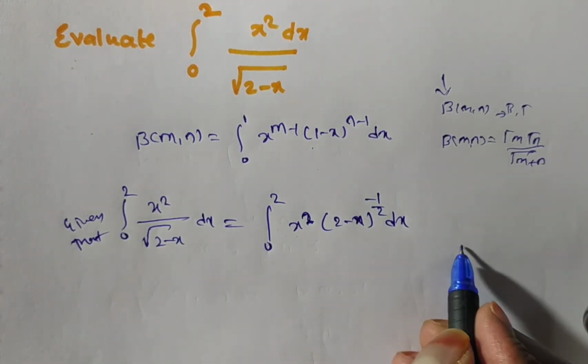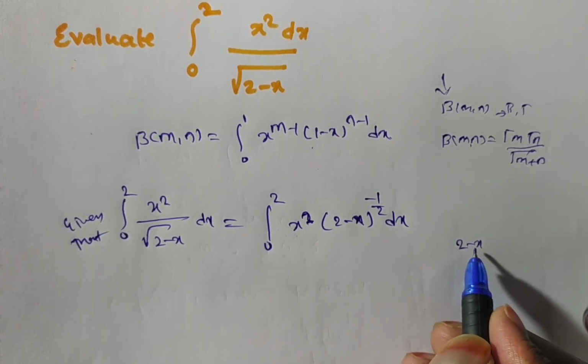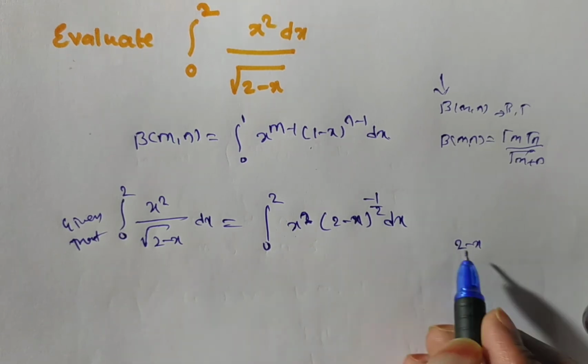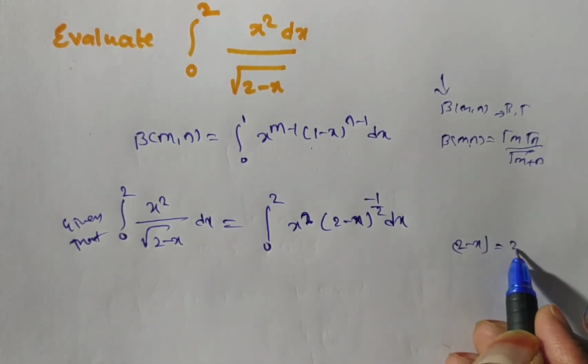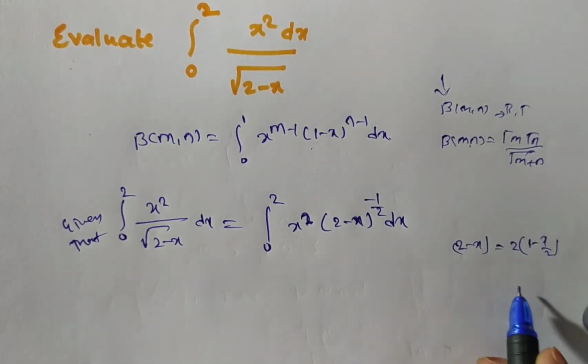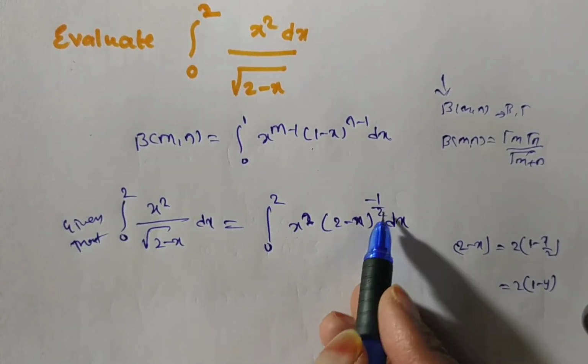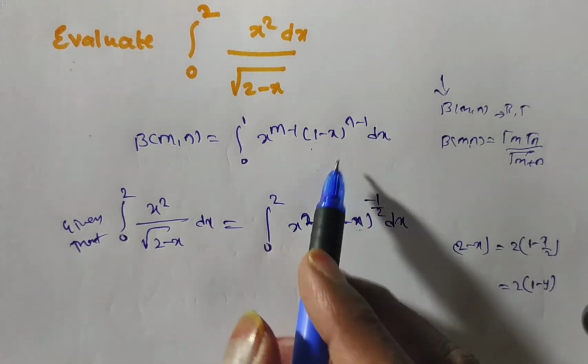It should be in the 1 minus x form only. So what do we have to do? In this 2 minus x, I want to take 2 common. If I take 2 common, then what will I get? 2 times (1 minus x by 2), nothing but 2 times 1 minus y type. It should be 1 minus y form.